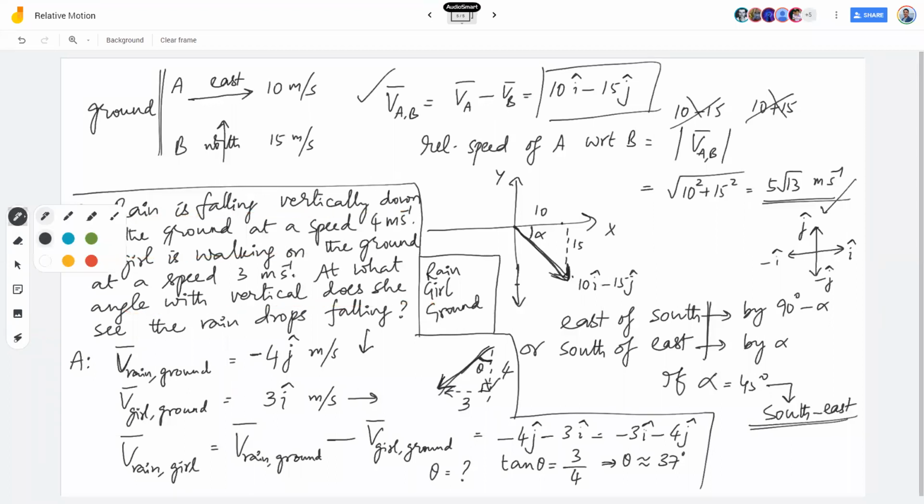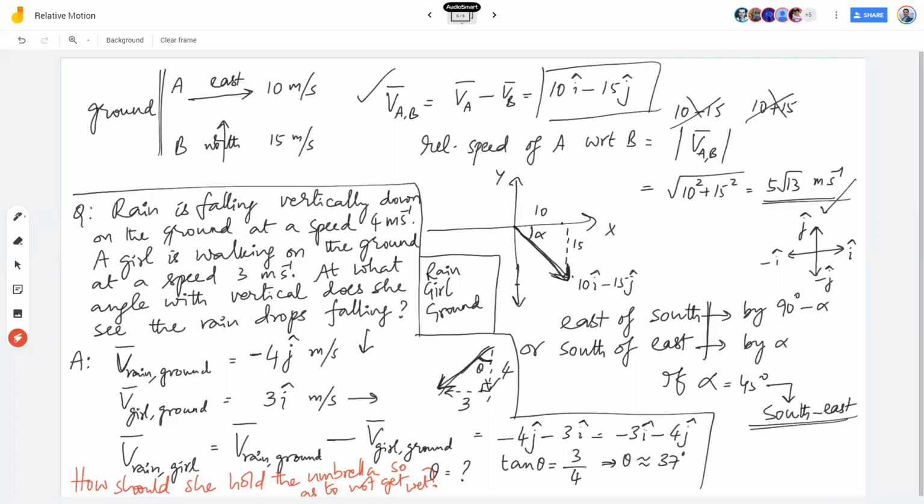They may ask you something else also. The same question, they may ask you in different words. They'll say like this: how should she hold the umbrella so as to not get wet? Same question can be asked in different words: at what angle with the vertical does she see the raindrops falling?